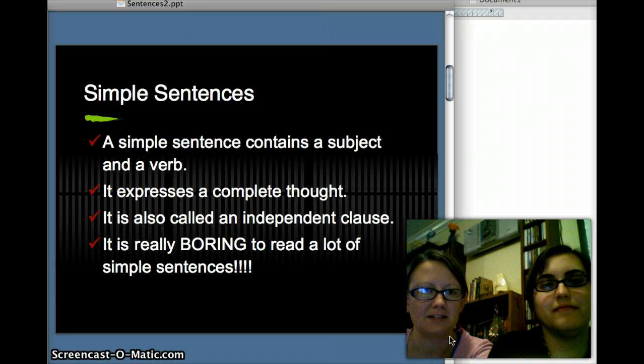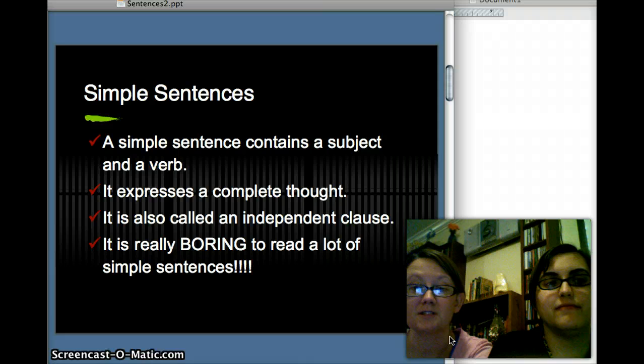Alright, simple sentences. A simple sentence contains a subject and a verb. It expresses a complete thought. It is also called an independent clause. It is also really boring to read a lot of simple sentences.